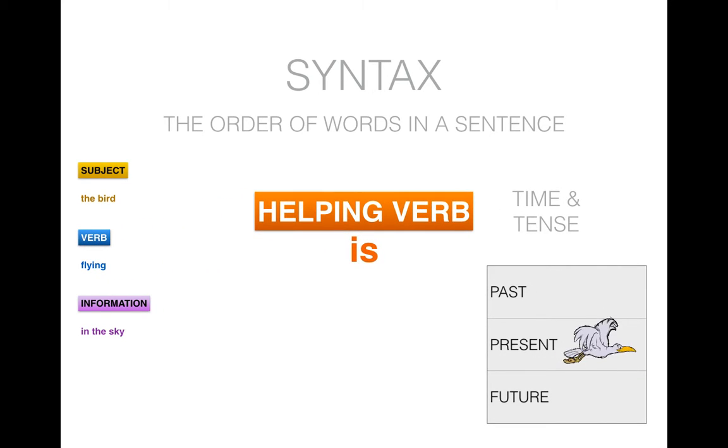Most verbs use a helping verb to show the time of the action, past, present, or future, and the tense of the action. For this sentence, the helping verb is means the action is happening in the present. We'll talk more about verb tense later.